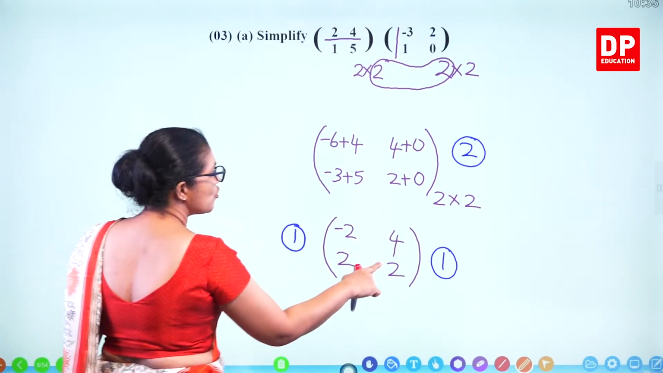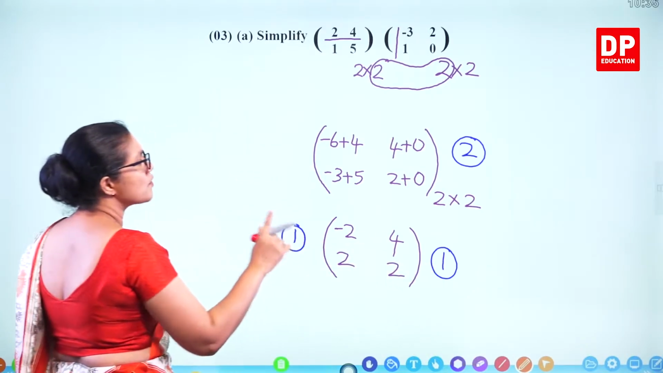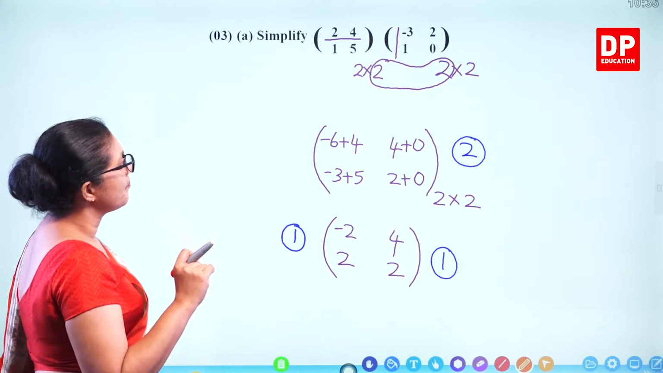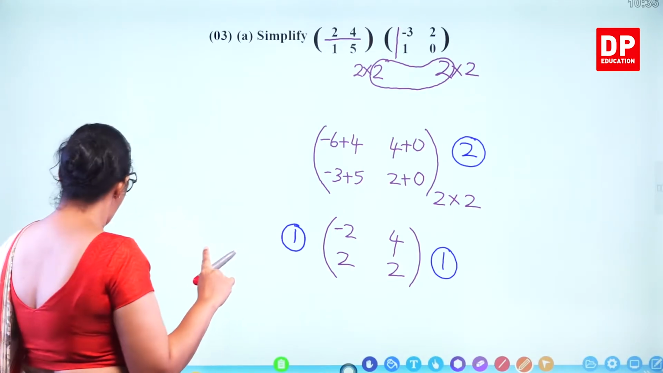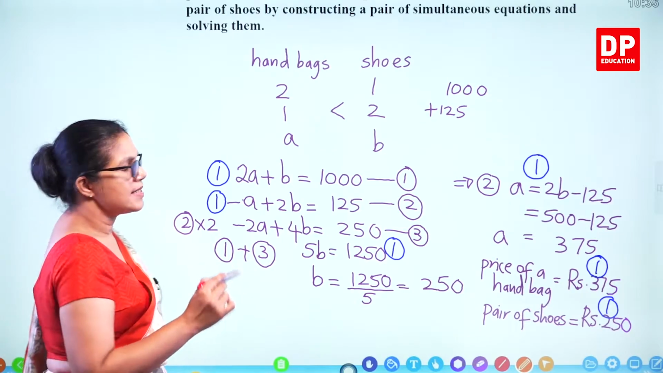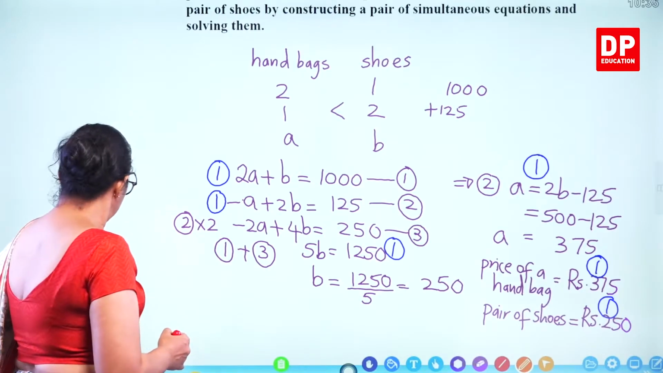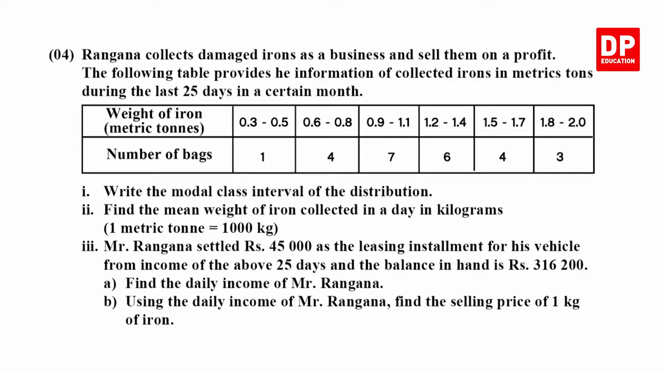Because all the values should be the same to get 2 marks for the whole matrix. So 2, 3, 4, 5, 6, 7, 8, 9, 10. 10 marks for the whole question. Now you can try question number 4. That's a statistics question. So do that. I'll do it here.